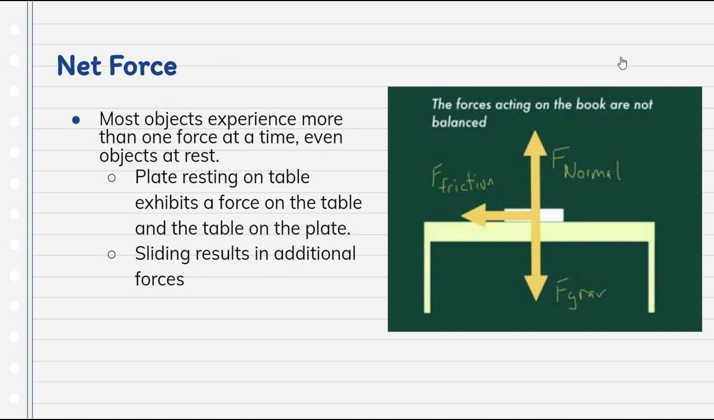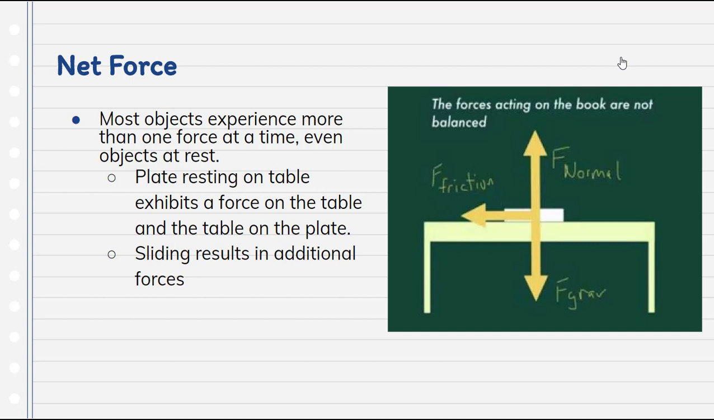The force downward due to gravity acts upon the plate, while at the same time, the normal force acting up from the table to the plate is the same as gravity, which is why the book does not move. Now, if we slide the book across the table, then we've got a couple other forces that we need to take into consideration. The force being applied to the plate being pushed, as well as the friction force that the table is imparting on the plate as well.